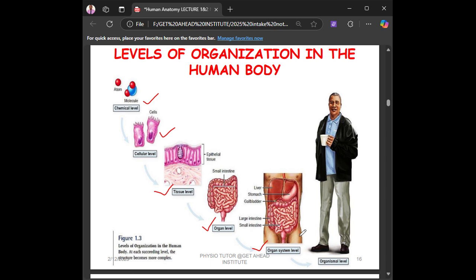After the organ system, the last level of organization is the organism. All body systems function interdependently in a single living being, which is known as the organism. So that was it when it comes to levels of organization in the human body.